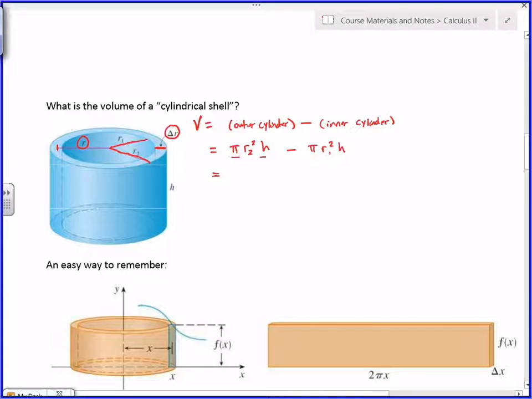First of all, factor out the pi and the h from both of those. You said r is the average radius? This r over here, yes. So if this inside one is r1 and the outside one is r2, then r is right in between them. In fact, r is r1 plus r2 over 2. It's the average of the two. So if I factor out the pi h, I'm left with r2 squared minus r1 squared.